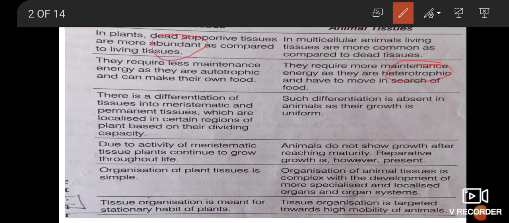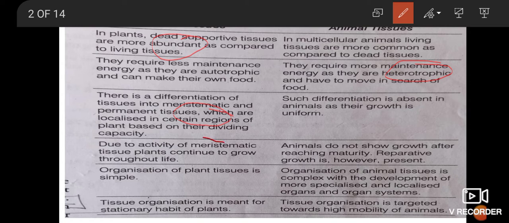Whereas in comparison to plant tissue, if we move to animal tissue, such kind of differentiation is not present, or we can say such kind of differentiation is absent in animals, as their growth is uniform. Getting it, dear students? Okay, moving on to the next difference: due to the activity of meristematic tissue, plants continue to grow throughout life.